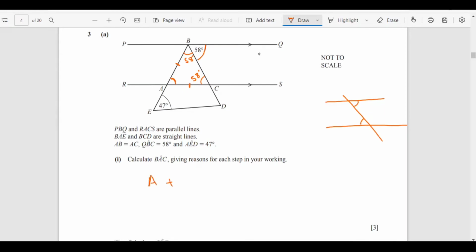So angle at A plus 58 plus 58. The sum of angles in a triangle is 180. So A would be 180 minus 116. That would give you 64 degrees. That is why the answer is 64 degrees, right?